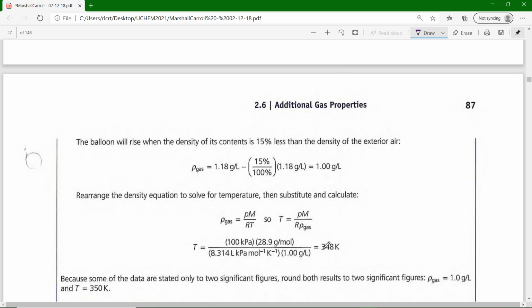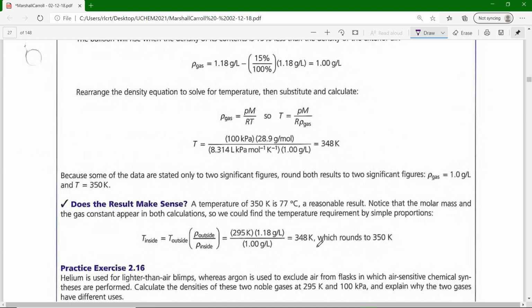So the question says, at what temperature will this happen? Around 350. A temperature of 350 is 77 degrees Celsius, a reasonable result. So the balloon will rise when you have the air hot. How hot? At least 77 degrees Celsius.